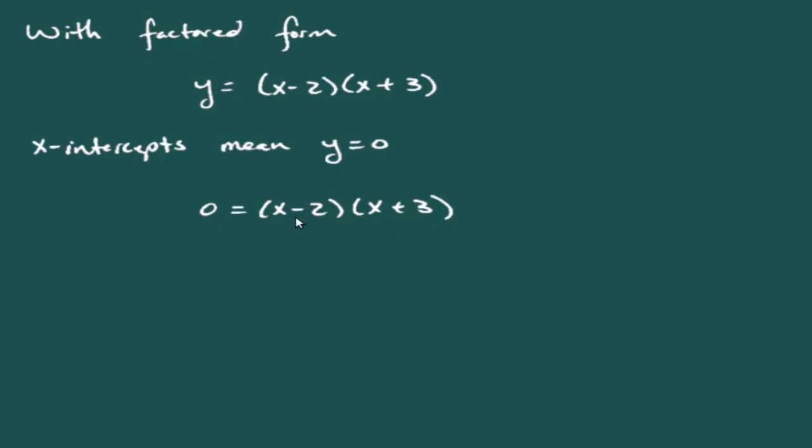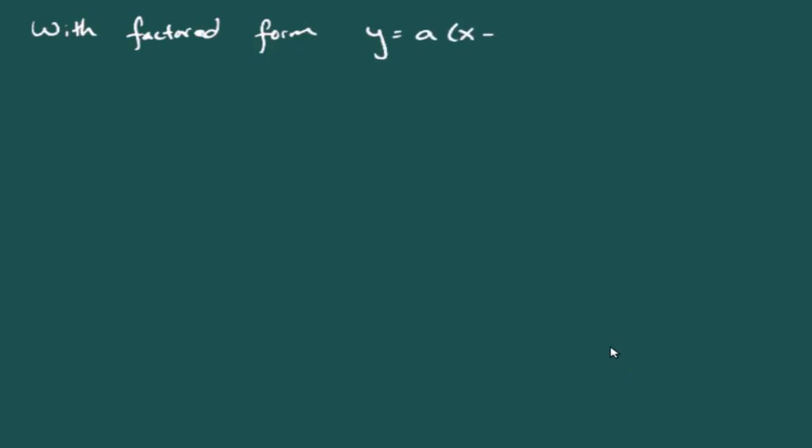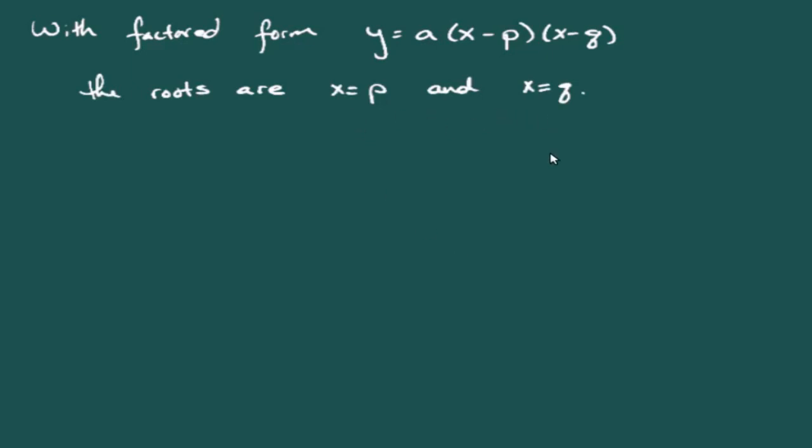So whenever it's in factored form, we just take each one of those factors and set them equal to 0. So we've got x minus 2 equals 0, or x plus 3 equals 0. Those equations are much easier to solve. If x minus 2 equals 0, then x has to be 2. Or x plus 3 equals 0 means x equals negative 3. So our x-intercepts are just the numbers we have here, with the signs changed, because we're setting them equal to 0 and solving. In general, for factored form y equals a times x minus p times x minus q, our zeros, our roots, are just x equals p and x equals q.